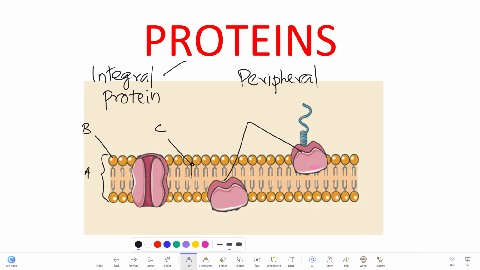So what are two kinds of proteins? Integral protein and peripheral protein. So what are three components of the cell membrane? Phospholipid, protein, cholesterol. How many types of protein? Two types. What are two types? Integral protein and peripheral protein. What's the difference? Integral protein goes throughout the membrane and peripheral protein is only on one side. Only on one side. Okay.